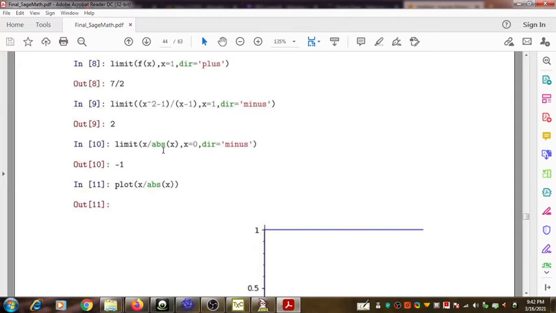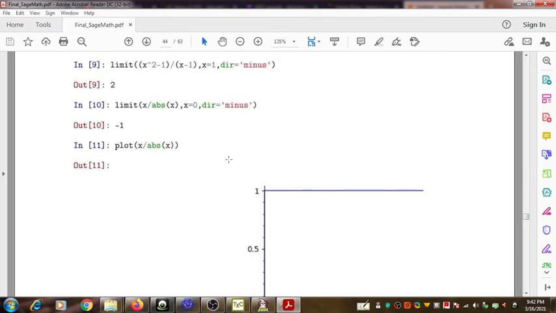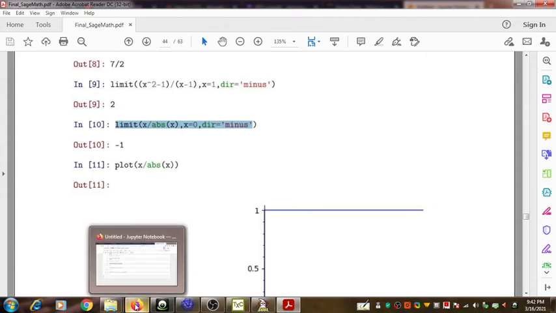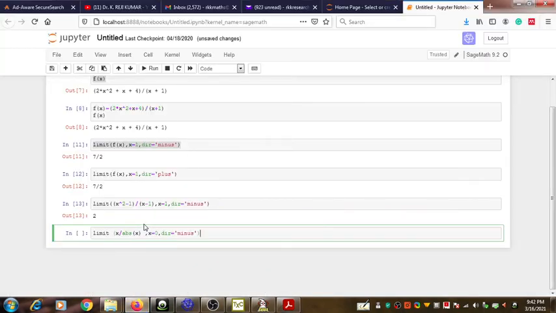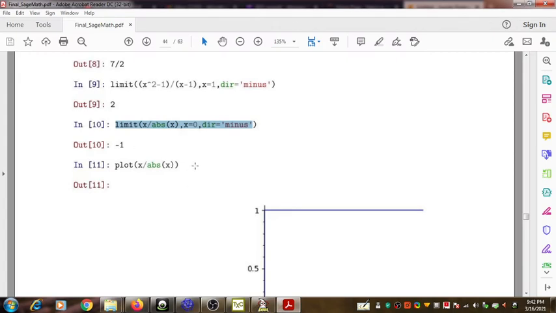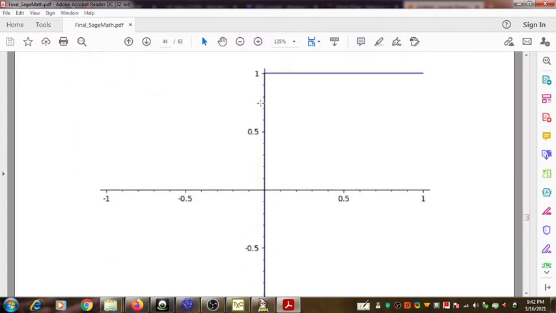Limit, then bracket, x divided by abs of x; absolute value can be denoted by abs. So abs of x, comma, x equal to 0, at the point x equal to 0, then comma, direction is minus. Let's check whether there is any error. Okay, we got the answer, minus 1. You can see the figure here.